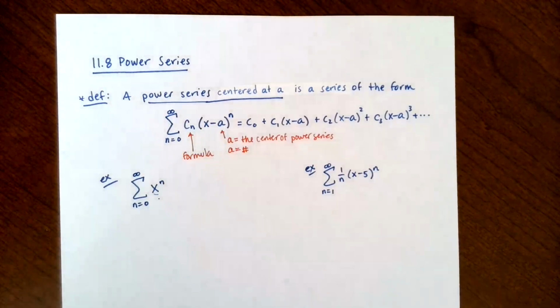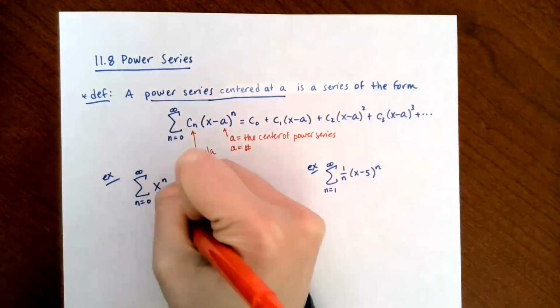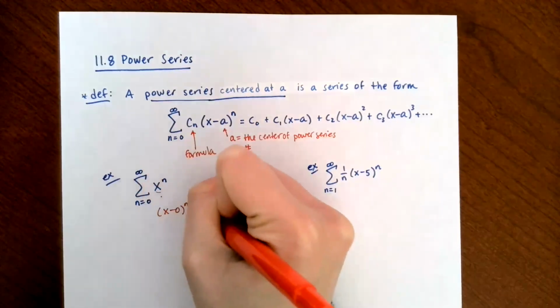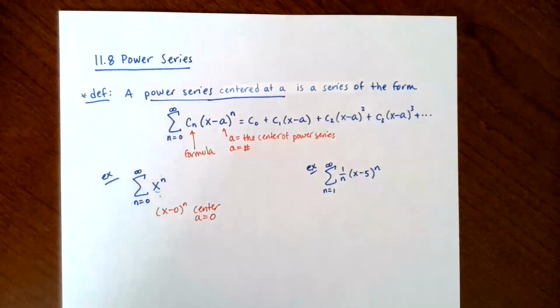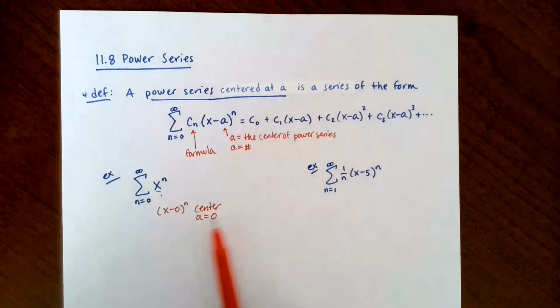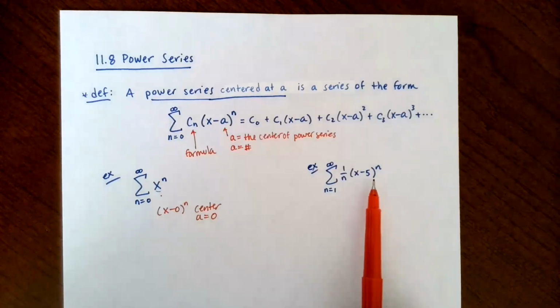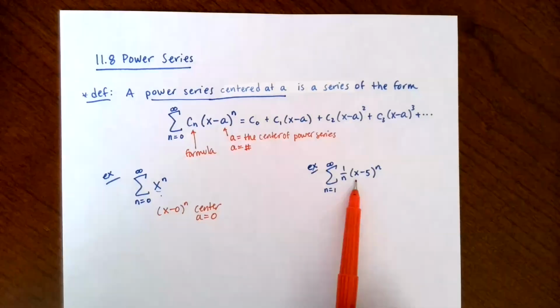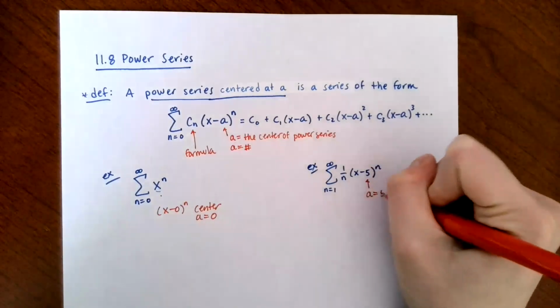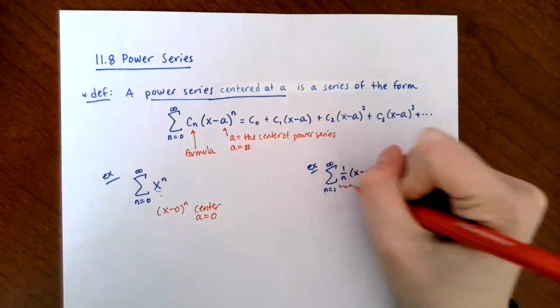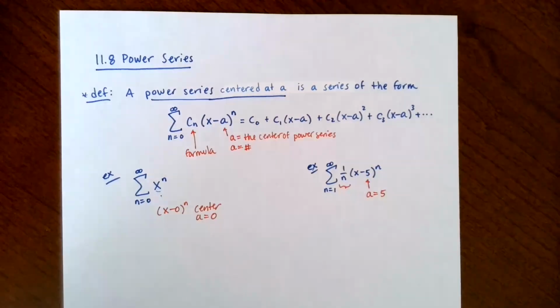So if we were asked what's the center of this power series, we would say, oh, the center A is just 0 because I'm not subtracting the number. Whereas in this power series over here, it fits that definition a lot more. So here we can see the center A is 5. You can see the 1 over n is your Cn formula.